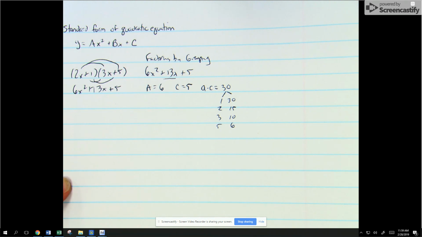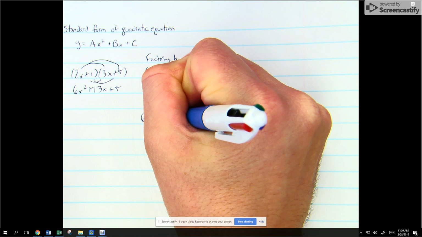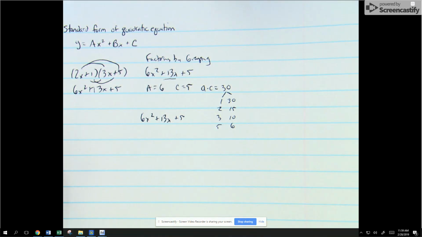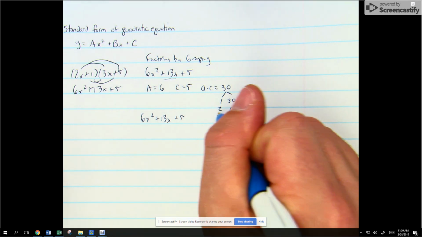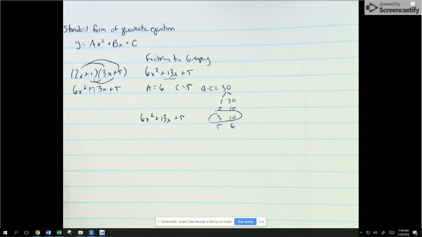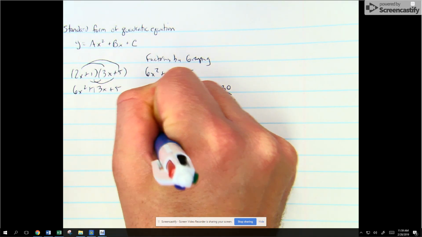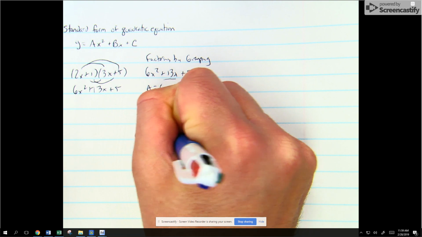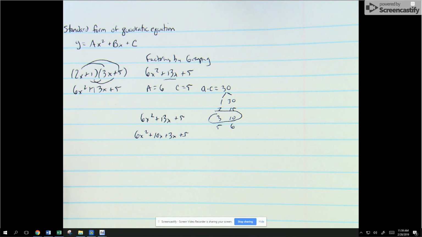3 and 10. So what we're going to wind up doing is we're going to rewrite 6x squared plus 13x plus 5. What we're going to do is break up this 13x here into our 3 and 10 combination. So we're going to write 6x squared plus 10x plus 3x plus 5. If you write 3x first and then 10x second, it doesn't matter. It's going to work out to be the same.